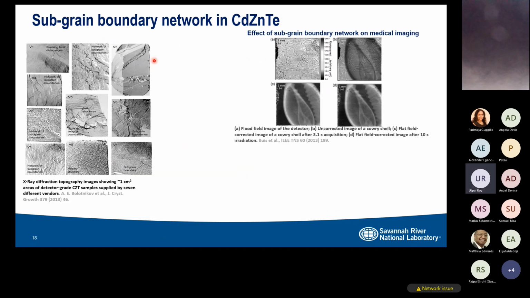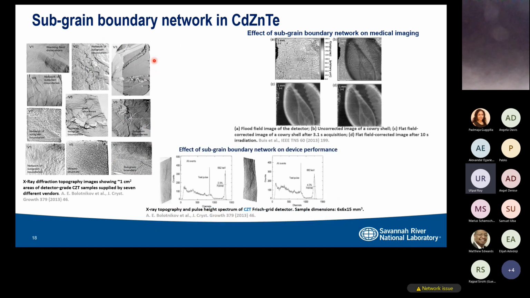Now, about the subgrain boundary network, what does that do? If you see this picture, these are X-ray topographic images of cadmium zinc telluride from 7 different vendors all around the world. And you see these white and black line networks. These are all basically subgrain boundaries or dislocation walls.